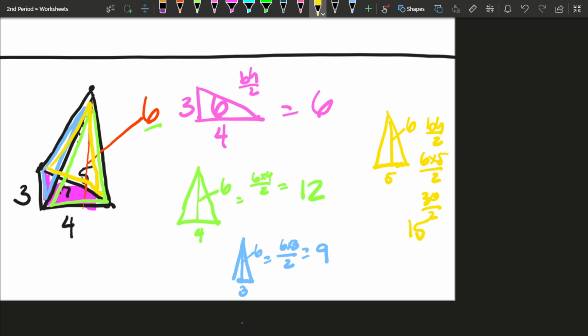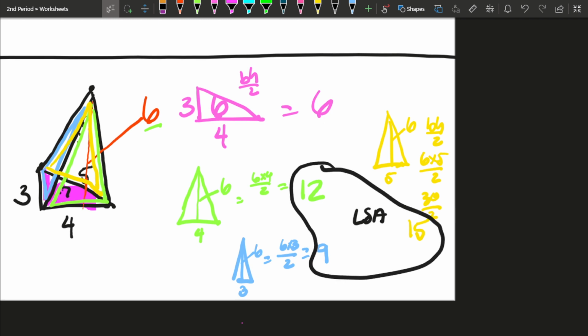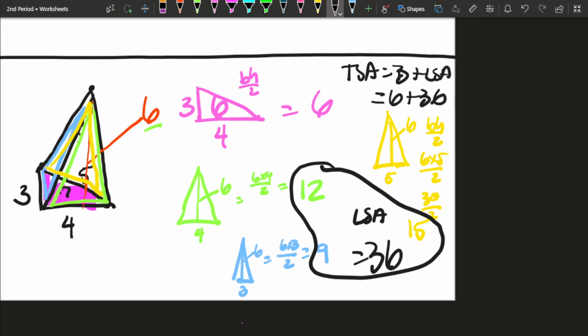So now I'm done. All I gotta do for lateral surface area, it'll be just these 3. 12, 15, and 9 equals 36. But if you want to find the total surface area, it'll be the base plus the lateral surface area, which is 6 plus 36, which is 42. So my total surface area is 42 units squared. Just break it down, label it, and find the area.